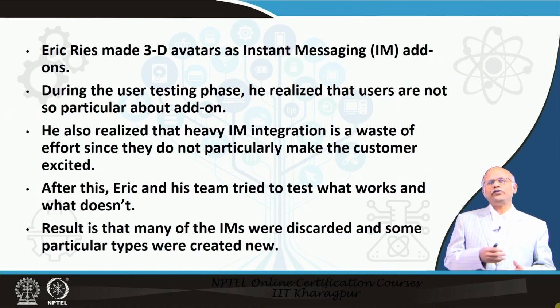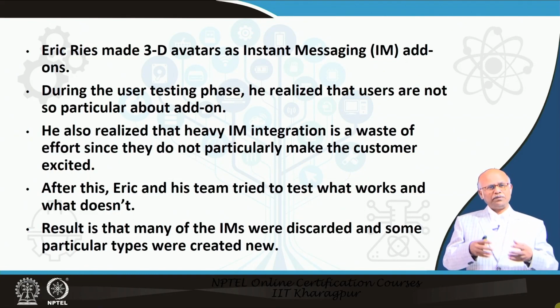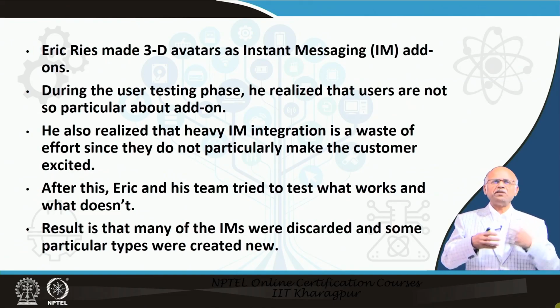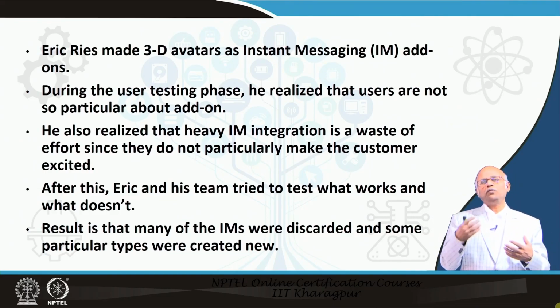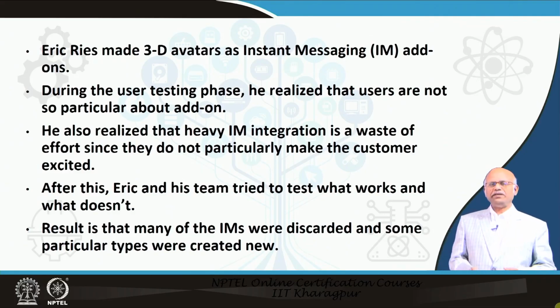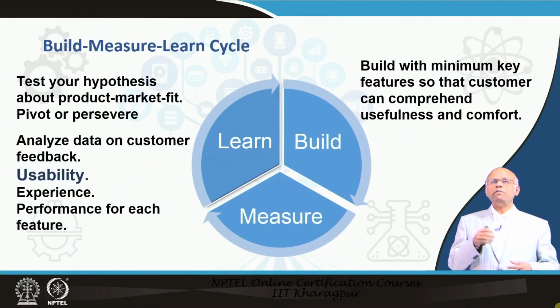This is an example. Eric was working on building IM, instant messaging add-ons, some avatars or something, but he was interested in doing more and more complex models. But then he thought, is it really meaningful to the customers? He did some survey and customers said, we do not care about the complexity. If there is variety and simplicity, that is good enough. So, Eric thought, why am I wasting so much time and money behind this complex design? So, they started making more variety rather than more complex design, and in the process they made money and got this validation done. Build, measure, learn cycle.